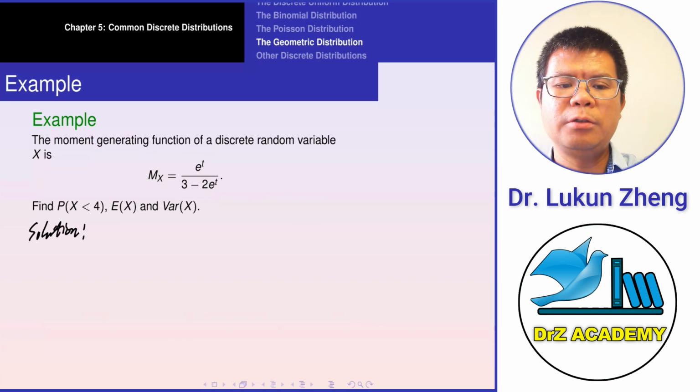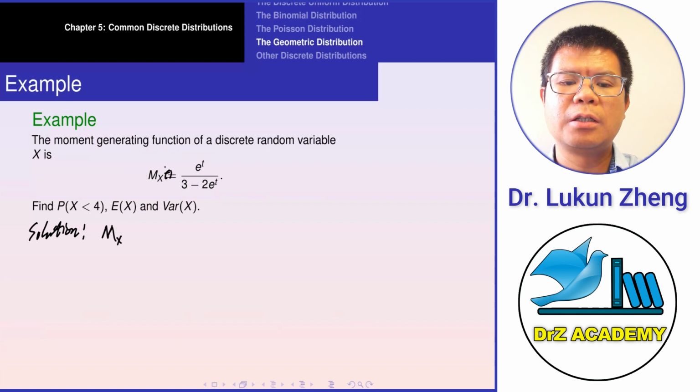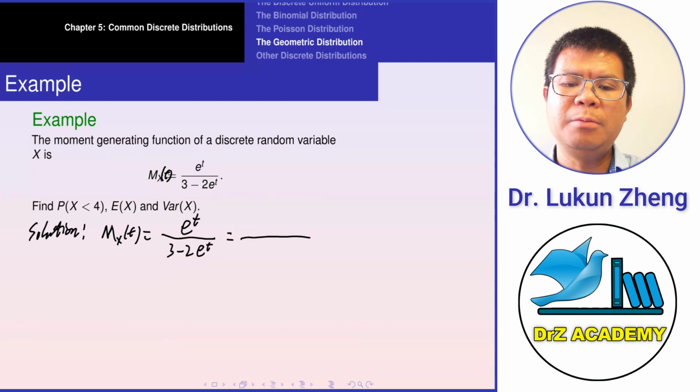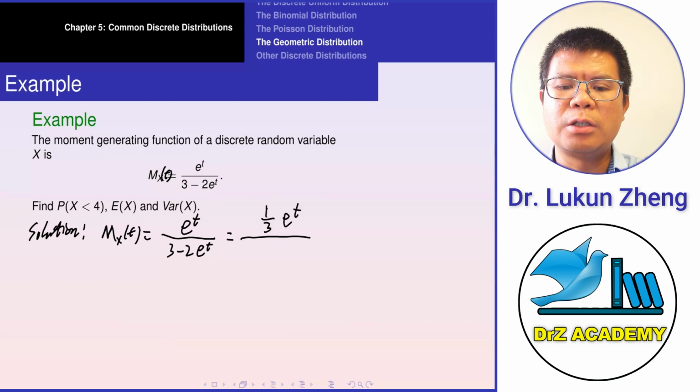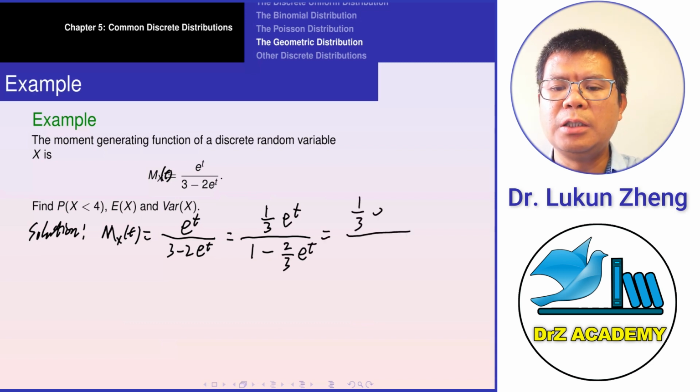All right, so now we want to see this one. x of t equals e to the power t over 3 minus 2 e to the power t, right? So if you divide by 3 on top and bottom, it's going to be 1/3 e to the power t divided by 3. 3 over 3 is 1, minus 2 over 3 e to the power t. So which equals what? 1/3 e to the power t over 1 minus 2/3 times e to the power t.